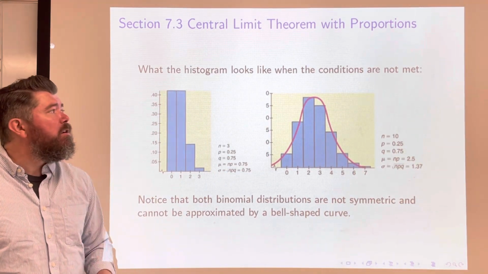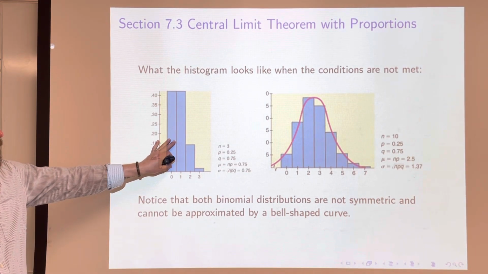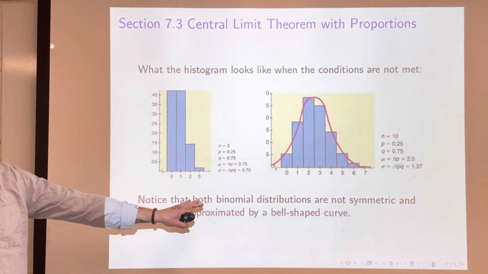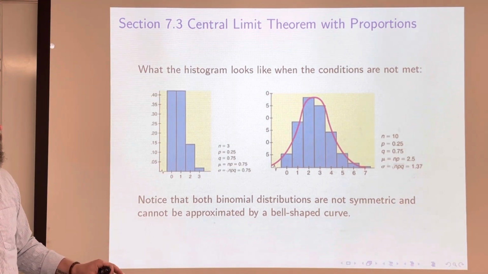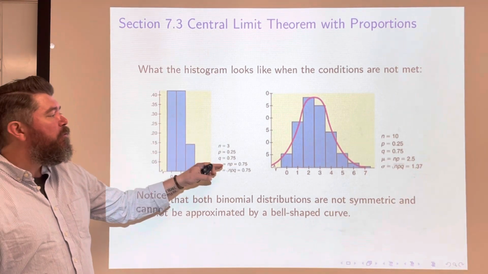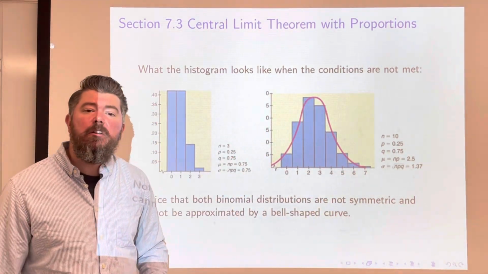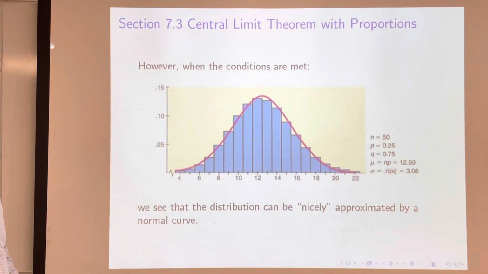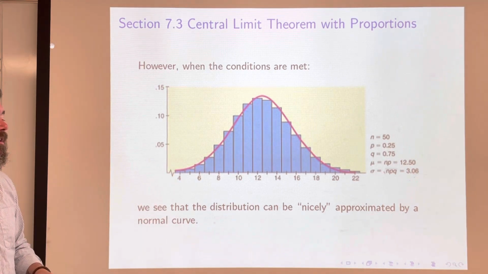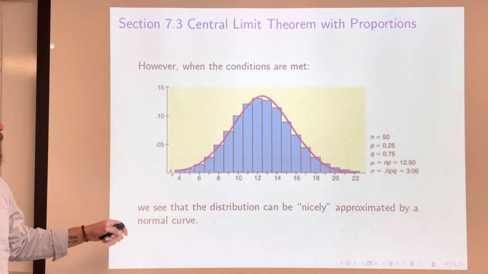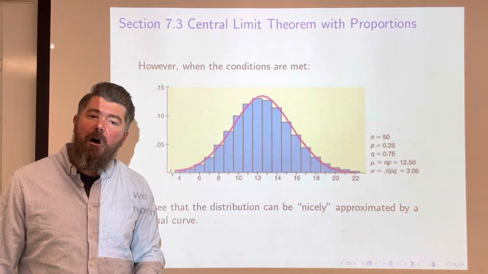What the histogram looks like when the conditions are not met are the following. Here, notice that both binomial distributions are not symmetric and cannot be approximated by a bell-shaped curve. Notice if we even tried to put a bell-shaped curve around it, it just doesn't look correct. However, when the conditions are met, we see that the distribution can be nicely approximated by a normal curve. It looks very symmetric, and now it represents our normal curve.